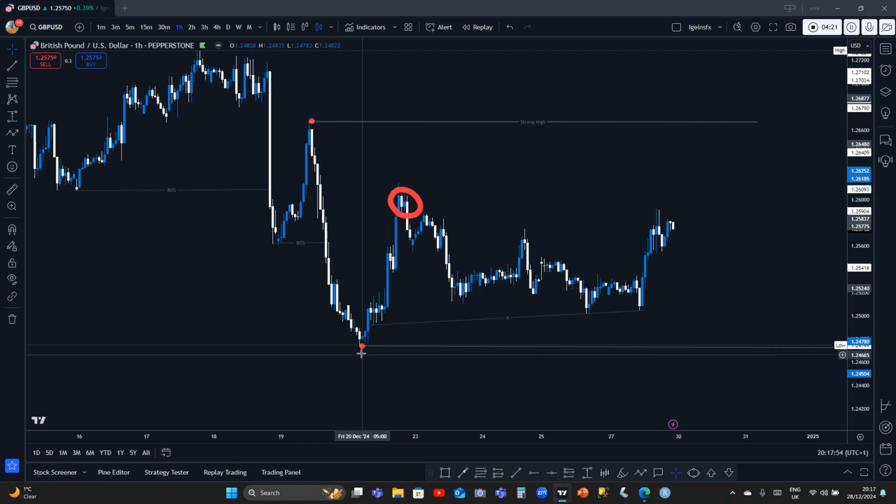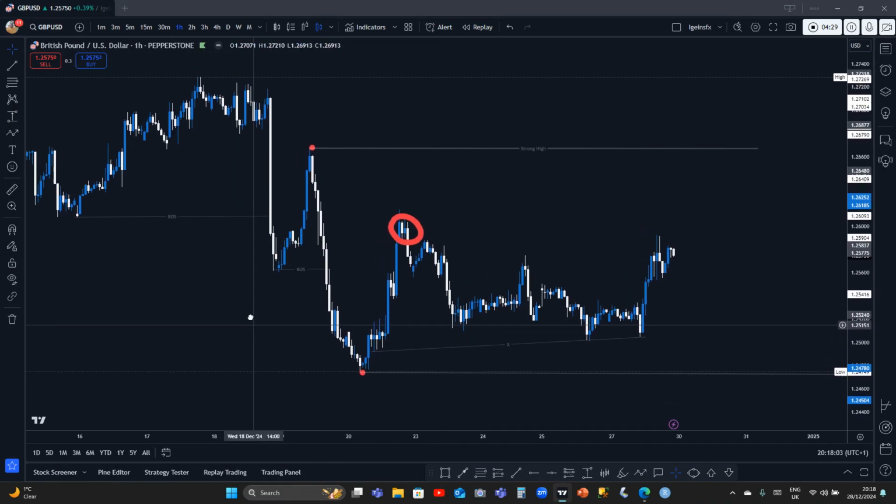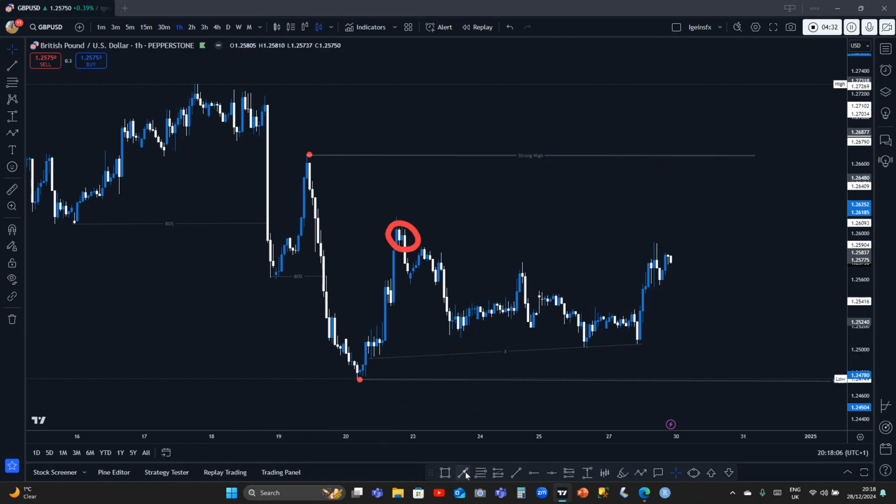At this point, we should be expecting a pullback. Now, what you need to do, as simple as ABC, is you have identified the strong high. Why is it a strong high? Because it broke structure. That's why we marked this place as break of structure, because we have established that the trend is bearish. So we should be expecting break of structure to the downside.